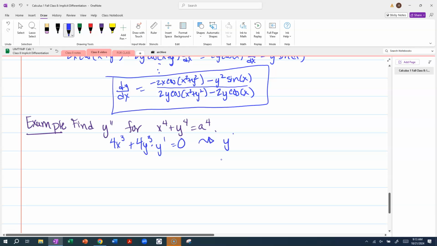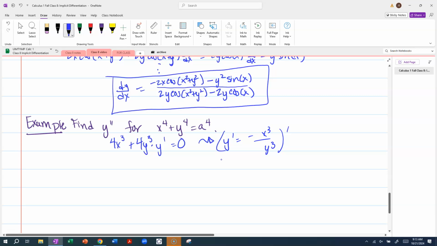If I solve for y prime, I subtract the 4x cubed over, and then the 4y cubed goes in the denominator. That's a minus. And if I reduce a little bit, I get negative x cubed over y cubed. Not terrible, right? And that's y prime. Let's just make that change here, and then I don't have to worry about double equal signs. So then, y double prime. Not that hard, right? You just have to differentiate the derivative.